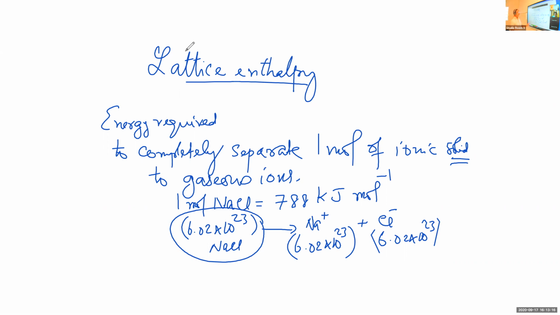That means for the complete dissociation of 1 mole of NaCl, 6.02 into 10 raised to 23 NaCl molecules, into the respective ions, Na plus and Cl minus, that means 1 mole of Na plus and 1 mole of Cl minus ions, that energy required is called the lattice enthalpy of sodium chloride. That is the meaning of this. So in general, lattice enthalpy is the energy required to completely separate 1 mole of ionic solid into the gaseous ions. Let us see two more simple points.